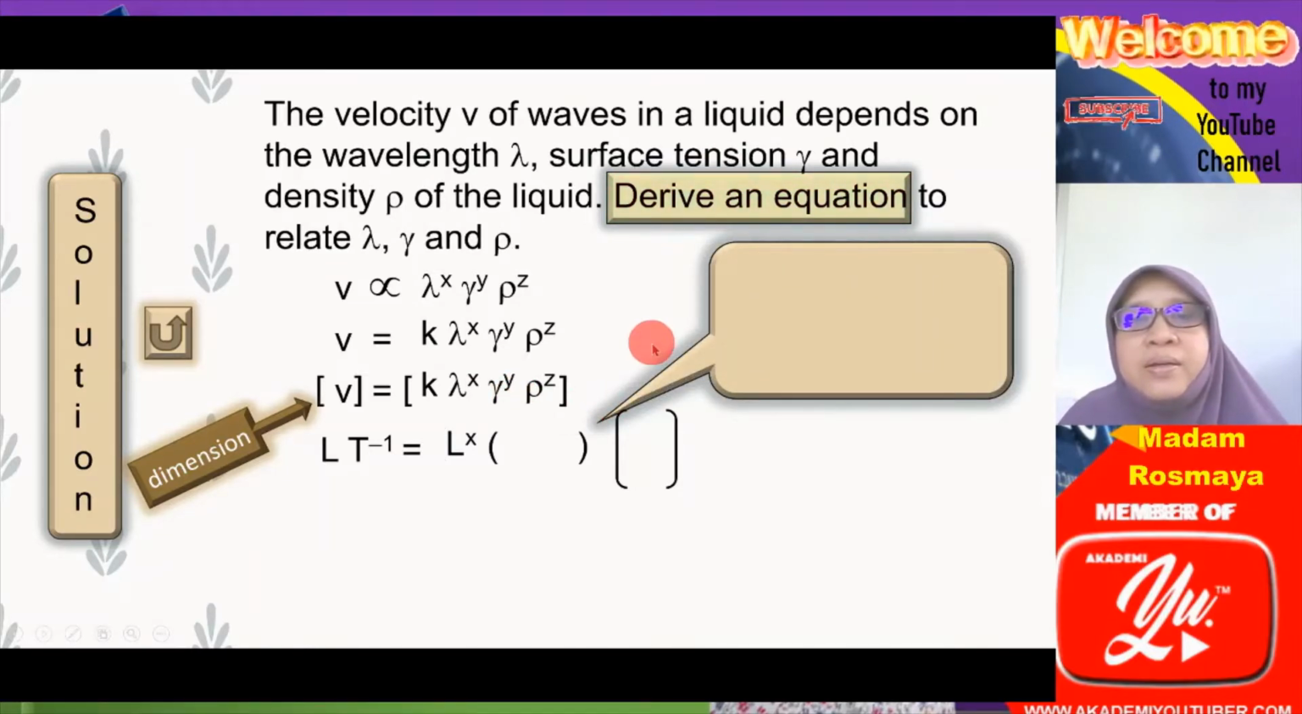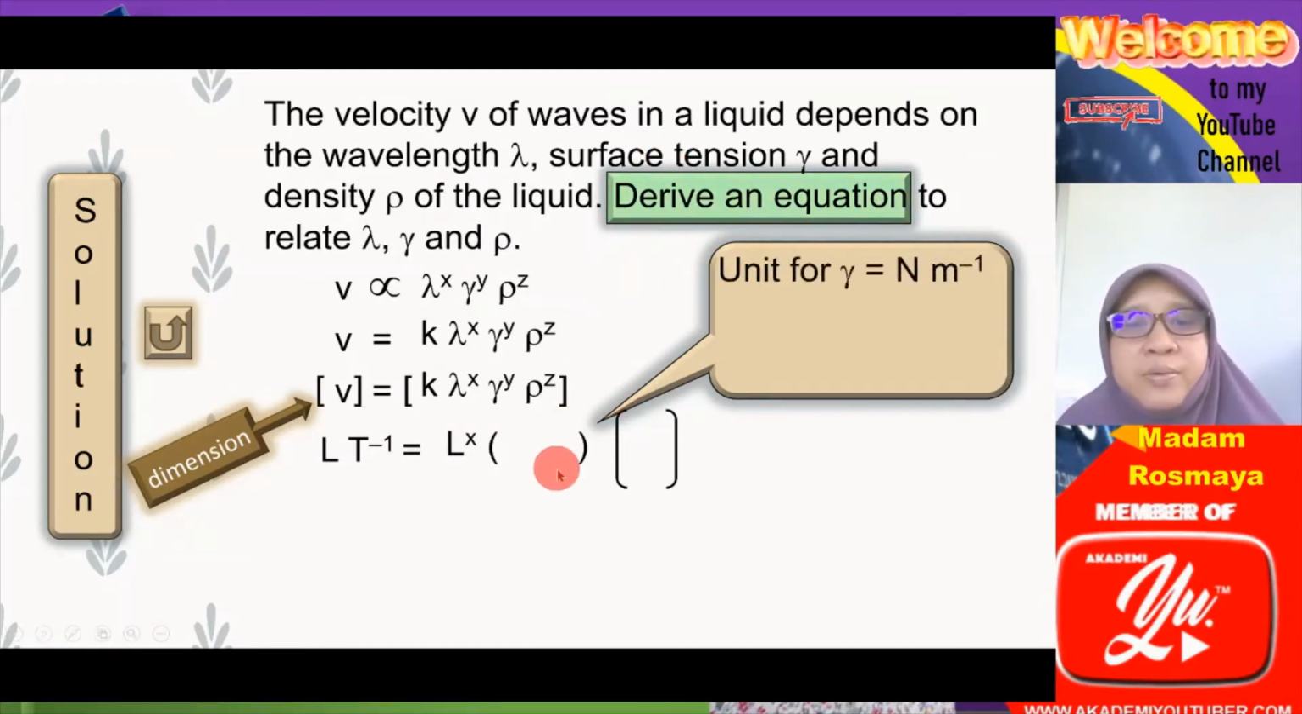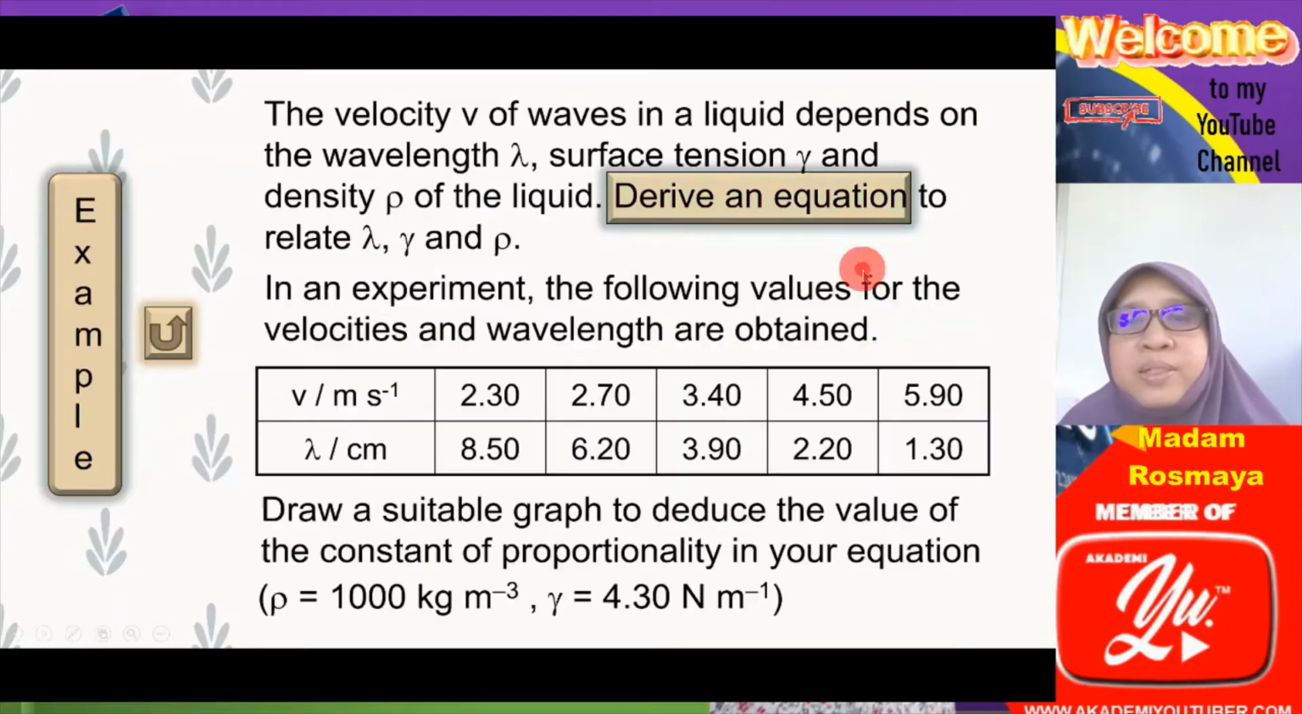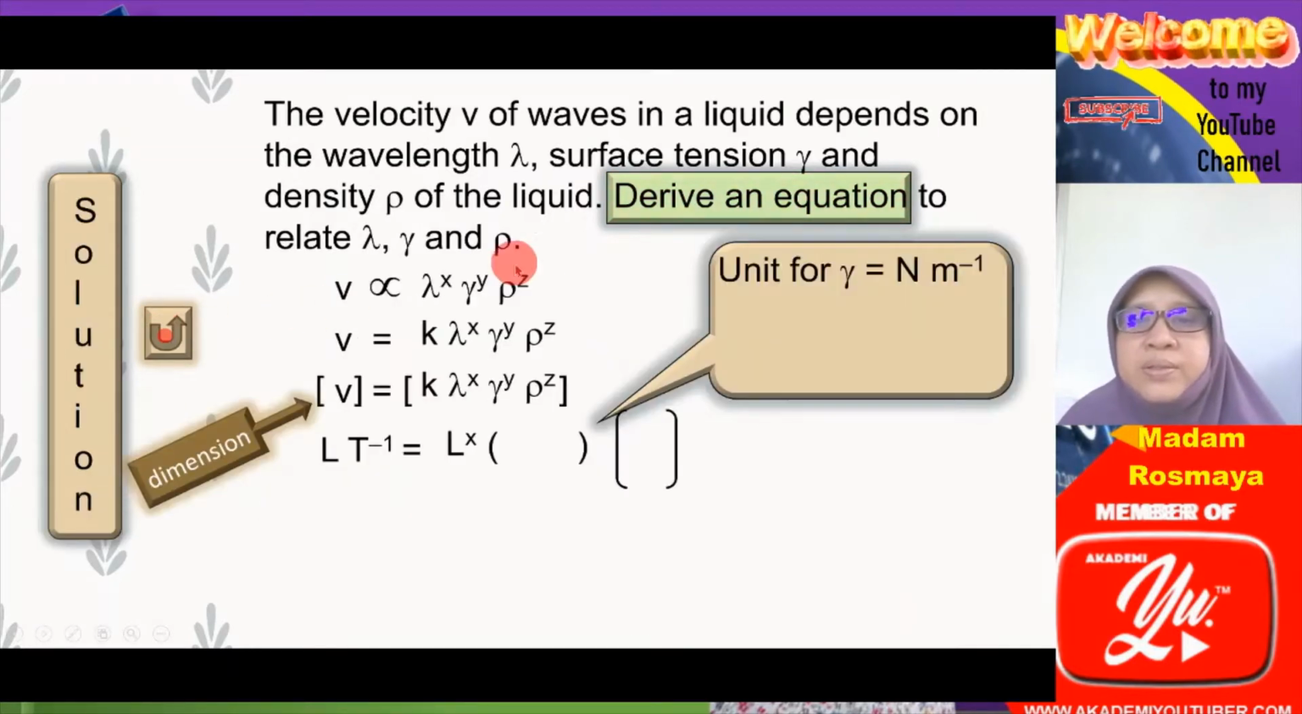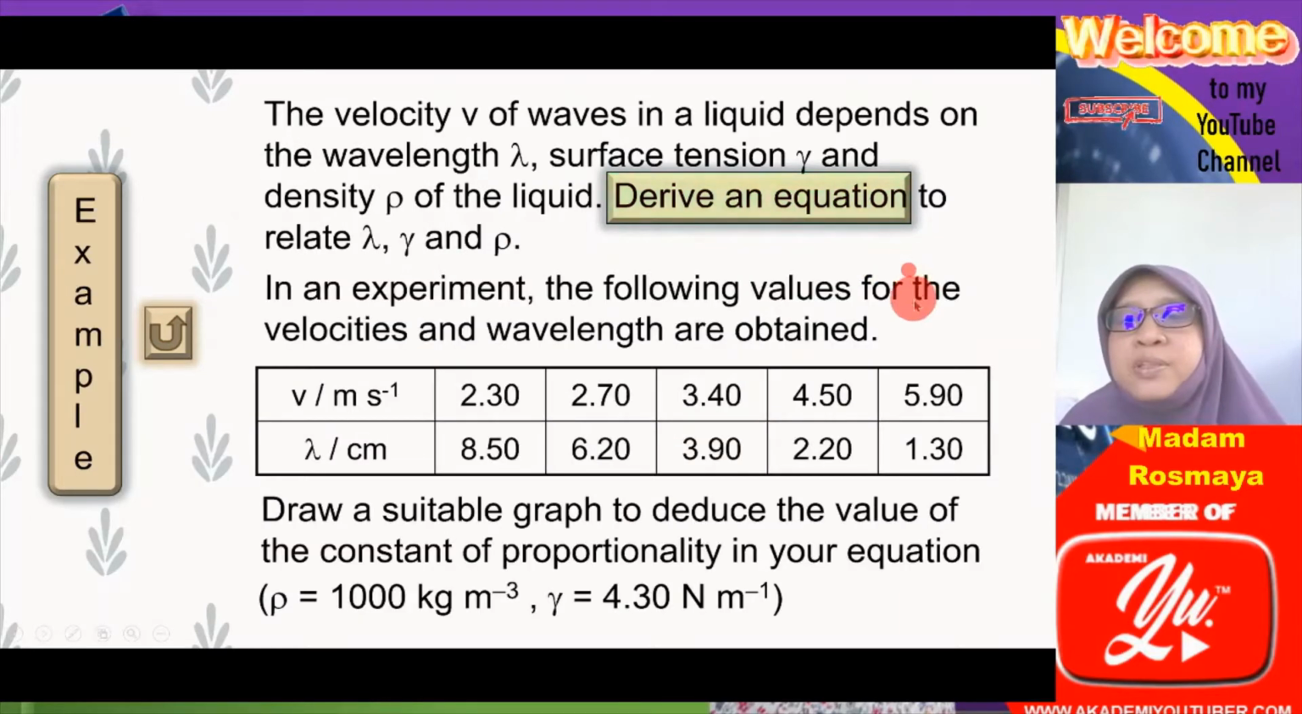And okay, surface tension given in the question. Go back to the question. So the surface tension here, the unit is given Newton per meter. So from here we can determine the dimension for the surface tension. Newton is the unit for force, and meter is the unit for dimension length. So that means for Newton we use dimension for force.